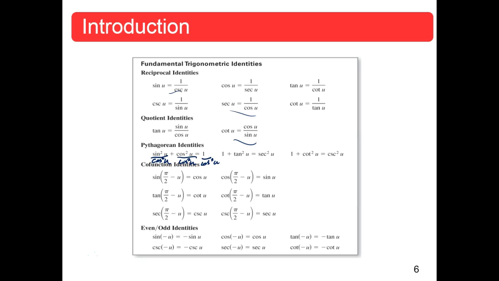Now, the cofunction identities we talked about a little bit. I usually don't think of them in this form necessarily, though this is certainly true. I just remember that it's saying the same thing: the sine of the complement of an angle is the cosine of that angle. Okay? The cosine of the complement of an angle is the sine of the angle. The tangent of the complement of an angle is the cotangent of that angle. The cotangent of the complement of an angle is the tangent of that angle.